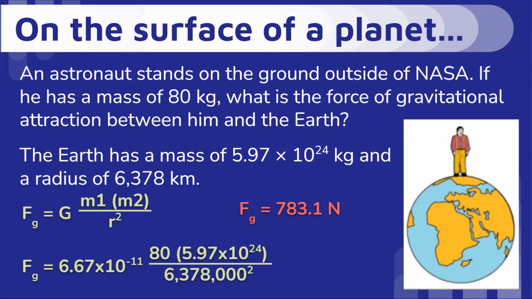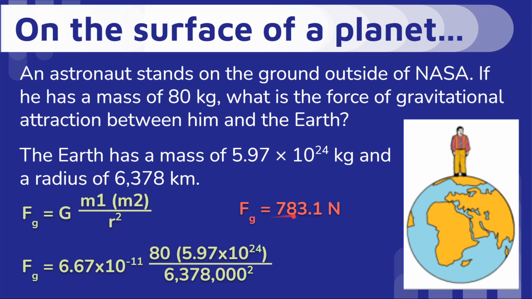Since this one's on Earth, we should be able to multiply 80 times gravity, which we rounded to 10. 80 times 10 is 800. But guess what? 80 times 9.8 is 784. Okay, so we have effectively just made our lives harder by calculating it this way with this equation because we have a shorter way to do it. Okay, so if you're on Earth, you can just multiply mass times that gravitational field strength.